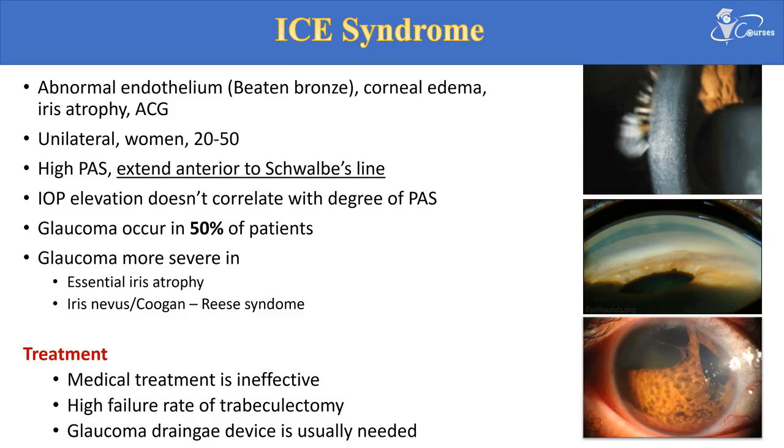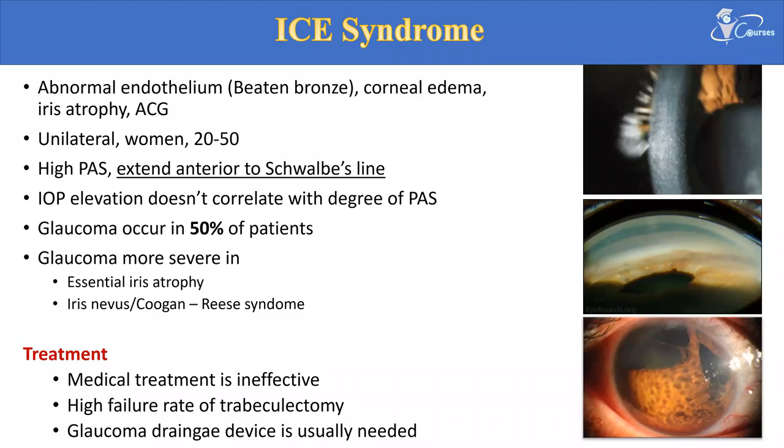If the patient has glaucoma, then there are some variants of this disease. They are called essential iris atrophy, iris nevus or Cogan-Reese syndrome, and the Chandler syndrome. The glaucoma is more severe in the essential iris atrophy, iris nevus, and Cogan-Reese syndrome. However, the third one, the Chandler syndrome, has more corneal affection. So remember, glaucoma is more severe in essential iris atrophy, iris nevus, or Cogan-Reese syndrome, while the corneal affection is more in the Chandler syndrome.